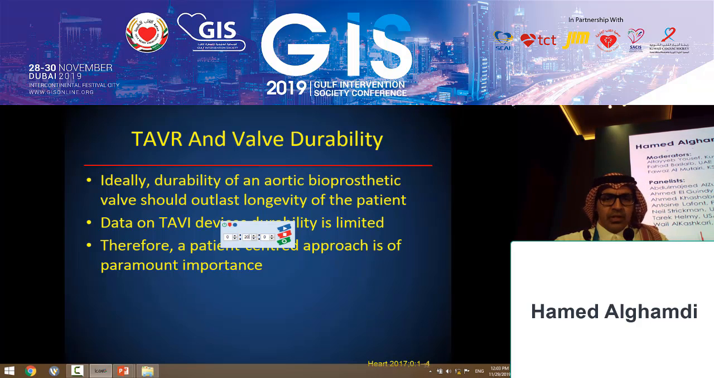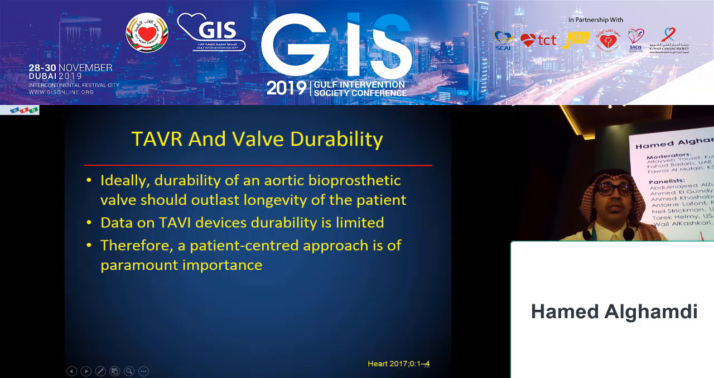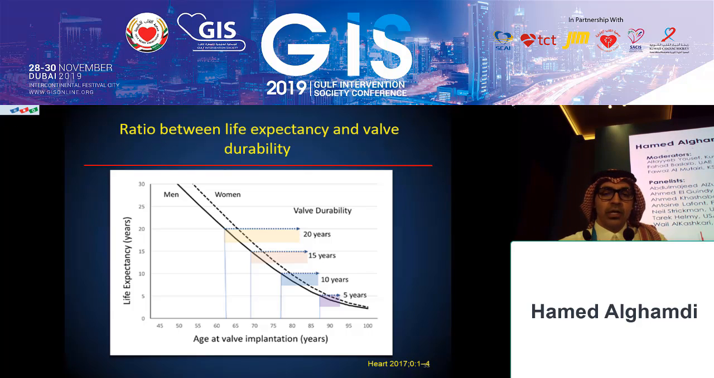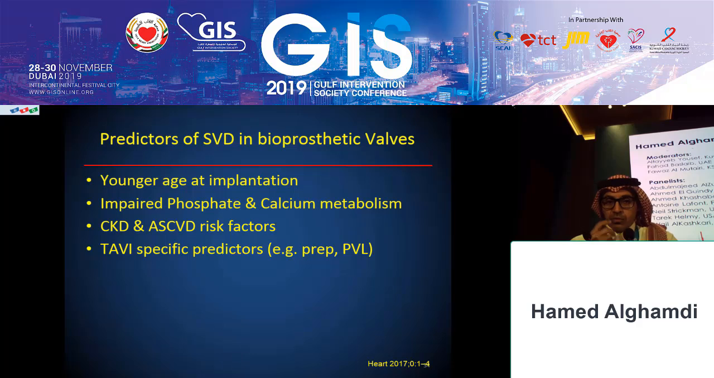And when you look at these patients, it's extremely important to have a patient-centered approach. So look at this nice paragraph and look at the age of valve implantation compared to the age of the patient and life expectancy. In those who had the valve in their 60s, we'd expect long valve durability to parallel their life expectancy. So for younger patients, we should have a more durable valve. And I think that's the main concern right now.